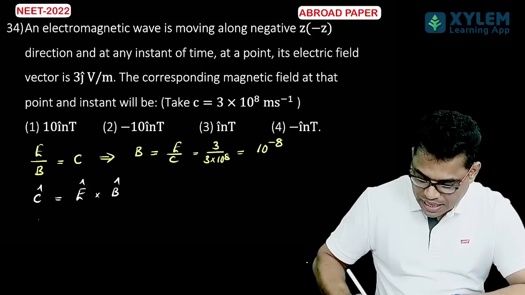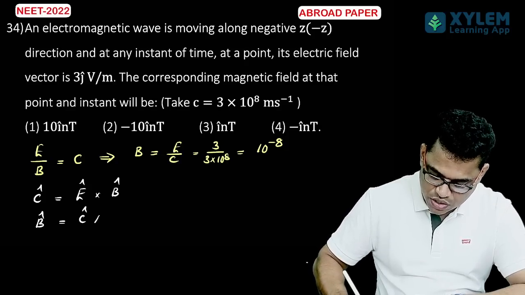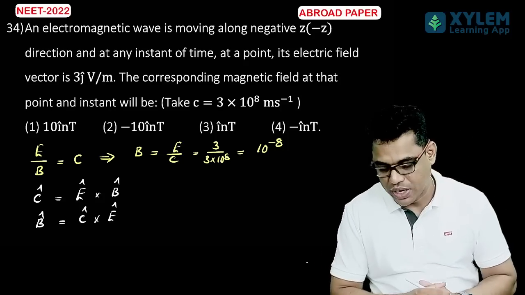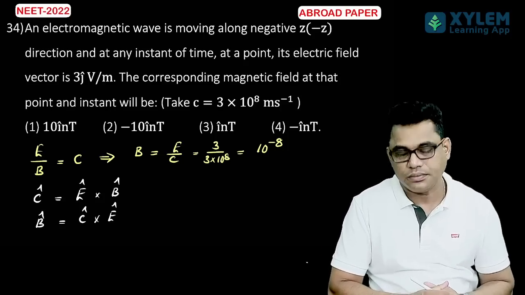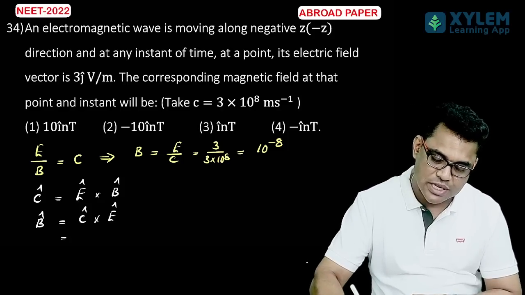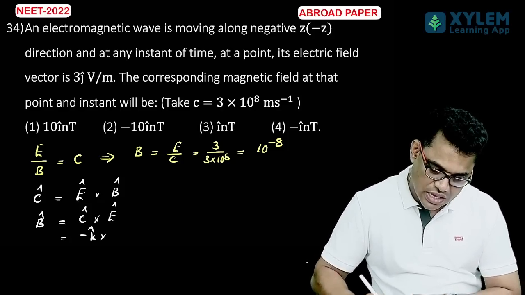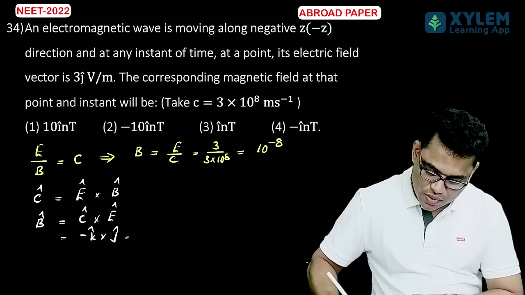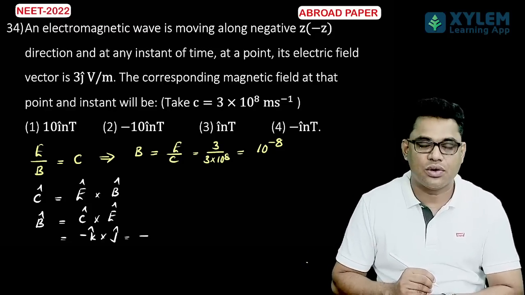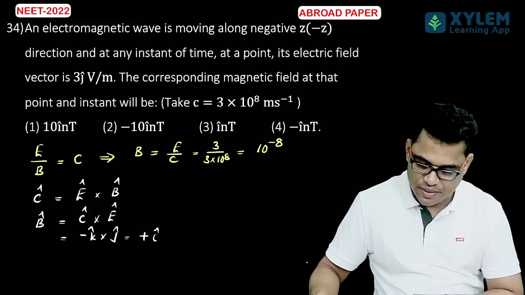Then from this you can write direction of B is equal to C cross E. You can cyclically permutate it. C cross E. Direction of propagation is minus Z, therefore minus K. Direction of E is given as J. Minus is already put like that, then think about K cross J. K cross J is minus I. Therefore, minus of minus is plus I.